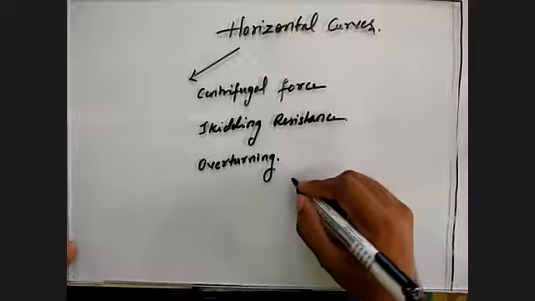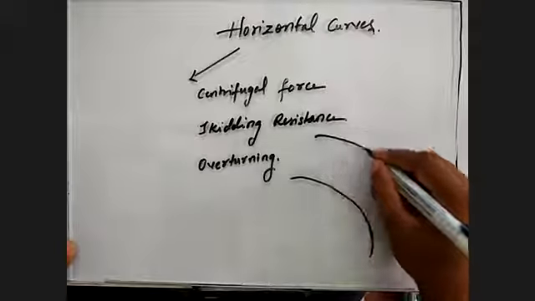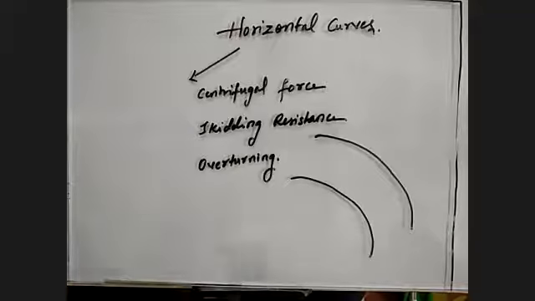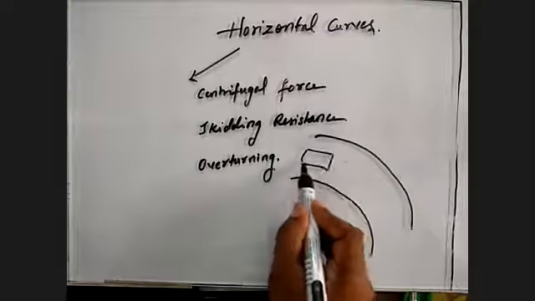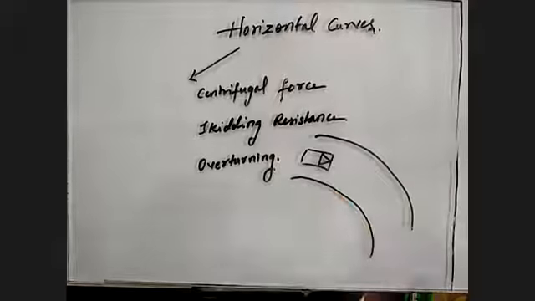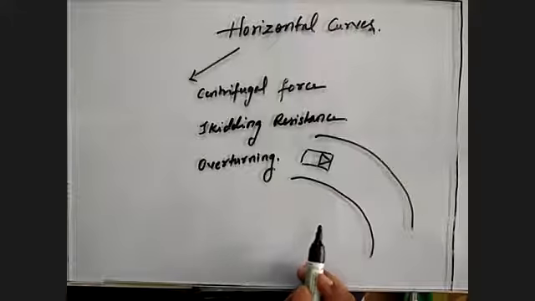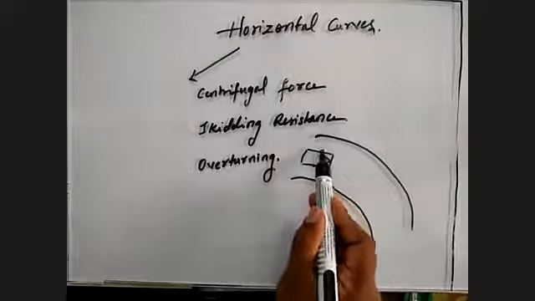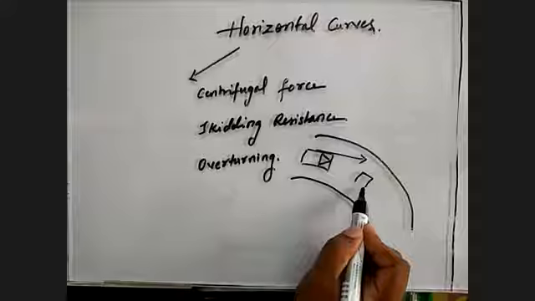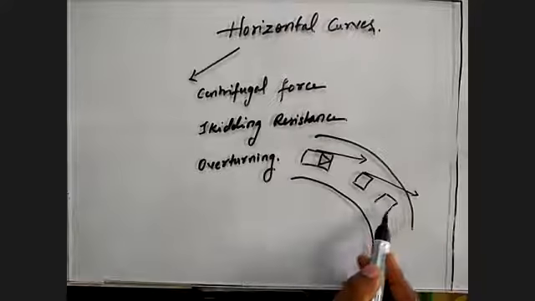Guys, how many of you have heard about what is meant by centrifugal force? No issues. When we take a horizontal curve like this, and the vehicle is traveling at higher speed, its velocity will be tangential. At this point the velocity will be in this direction, and here the velocity will be like this. It will be tangential.